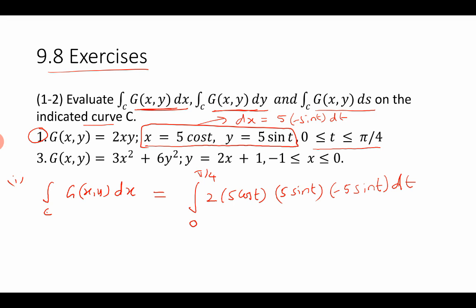On the next step, we are doing only with respect to x, this part. What is the constant? 2 times 5 into 5 into 5, negative 5: 125 into 2 is 250.